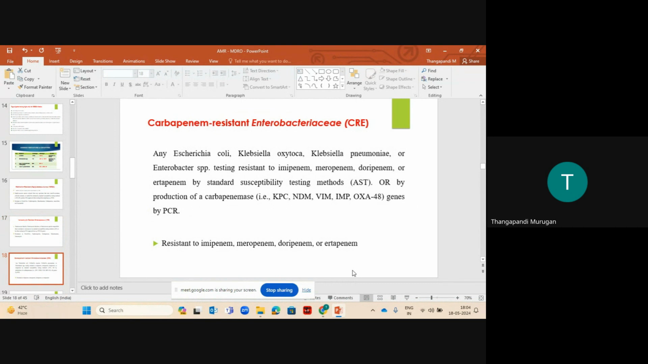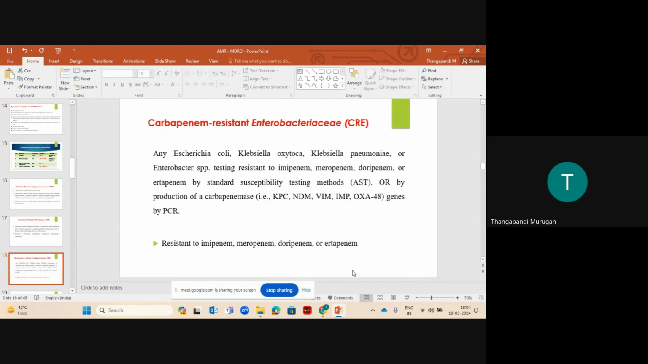And carbapenem-resistant Enterobacteriaceae. So here you can see carbapenem resistance, because carbapenems include 3 to 4 antibiotics. Most probably we will be using meropenem for intra-abdominal sepsis, or imipenem for respiratory infections, and then ertapenem for urinary tract infections. Doripenem is a last-resort carbapenem, which is used for other things.